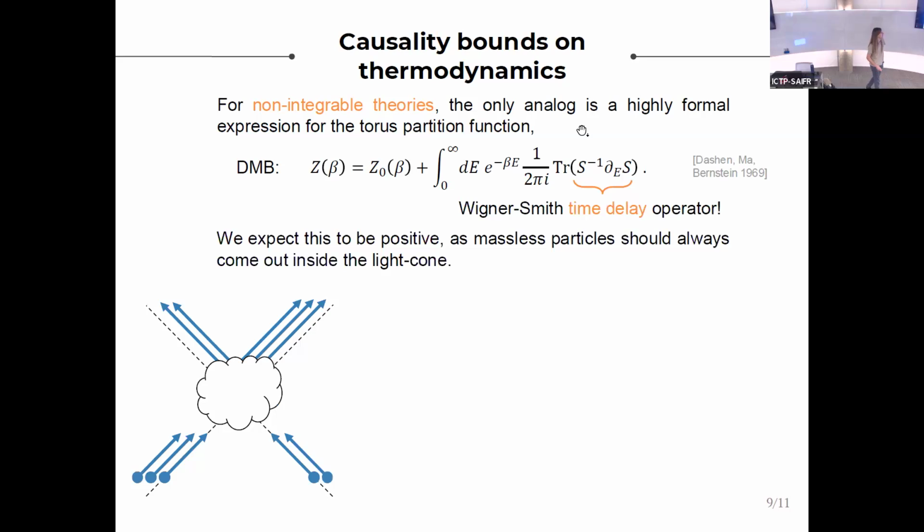This looks very similar to what we had before, and it's none other than the Wigner-Smith time delay operator. This is supposed to capture the time delays in a system where you have particle production and even multi-particle scattering, although the actual interpretation is still a bit up for debate. We're still trying to make sense of what exactly this operator means, but we do expect some notion of positivity for these time delays. The reason being that even if I'm doing multi-particle scattering, the particles better come out inside the light cone if I have a causal and relativistic system.